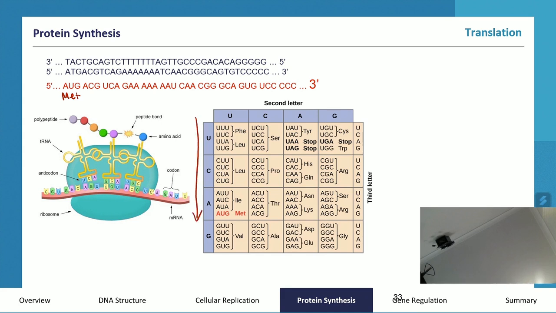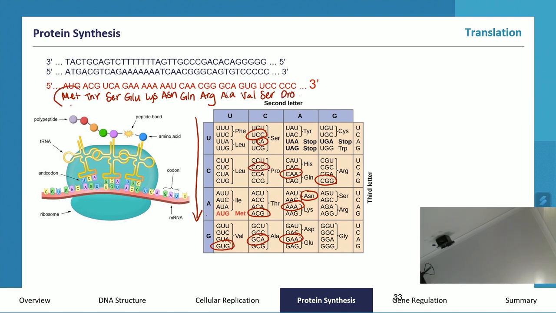ACG. So the way that you read it is you go down this line first. ACG, which is THR, UCA, which is serine, GAA, glue, AAA, lysine, AAU, ASN, CAA, GLN, CGG, ARG, GCA, ALA, GUG, Val, UCC, which is also serine, and then CCC, which is pro.